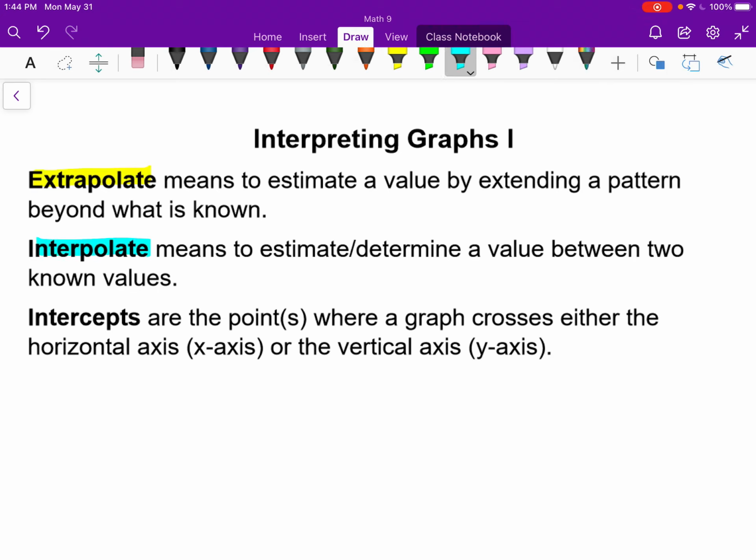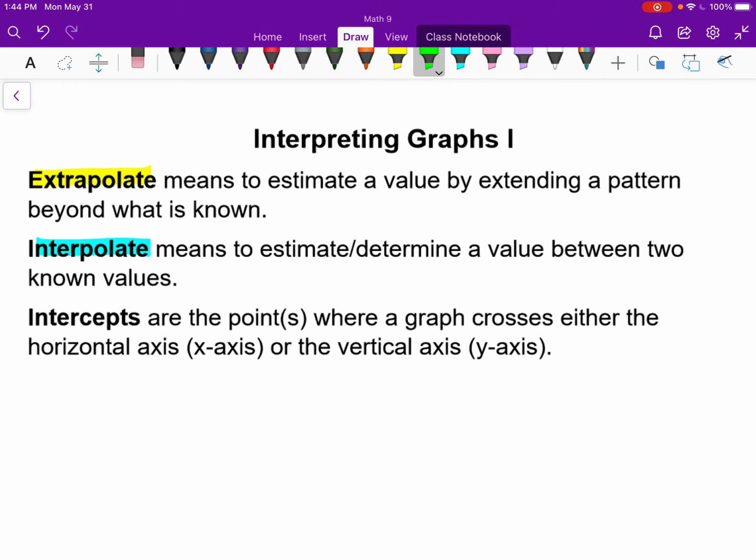But extrapolate is when you look at some sort of relationship and you extend the pattern beyond the data we have to make an assumption, to make a prediction. And interpolate is where you look within the data we have to make a prediction or an assumption. And we'll see this in a moment.